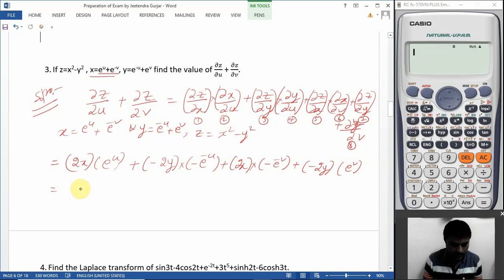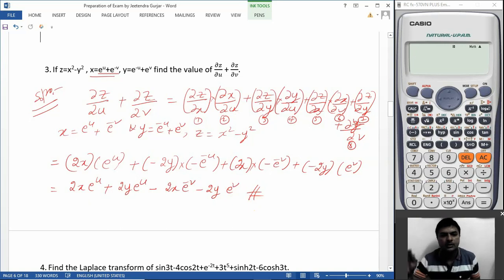You can take here u on this side and v on that side. So the answer is 2x e raised to u, minus into minus plus 2y e raised to u, minus 2x e raised to minus v minus 2y e raised to v. This is the answer, friends. That's it. Nobody can cut your marks if you get this correctly.